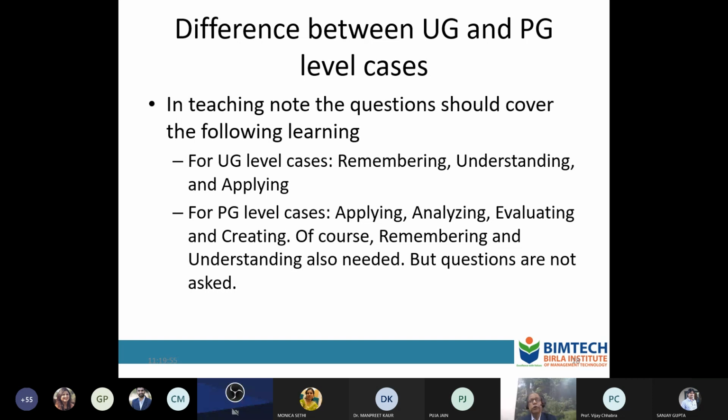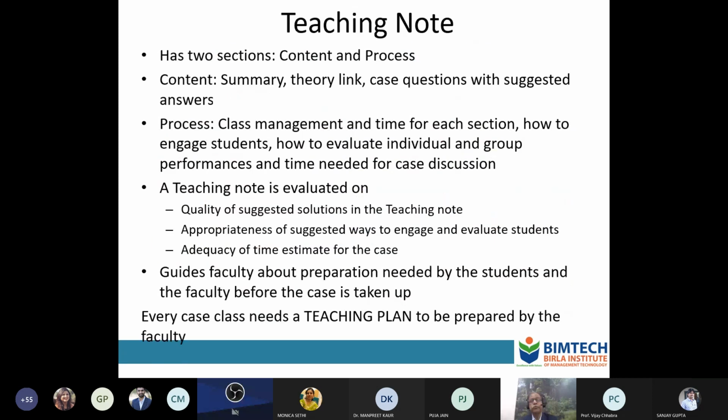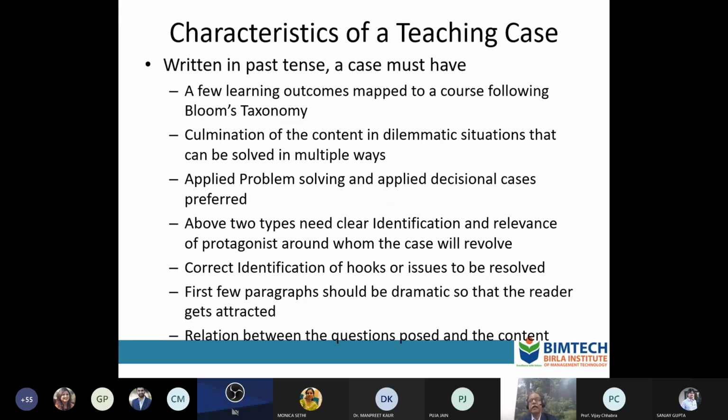A protagonist is a person around whom the problem or the dilemma revolves, which means that a protagonist can decide and change the outcome of that dilemma. He cannot be an outside person. He has to be within the system. So that is what a protagonist is. These types of cases, problem solving and decisional, must have a protagonist.